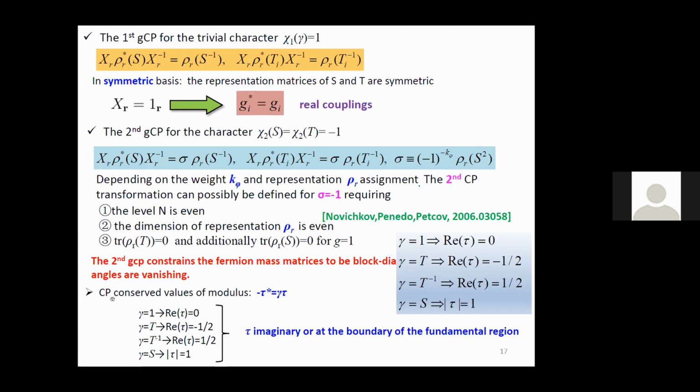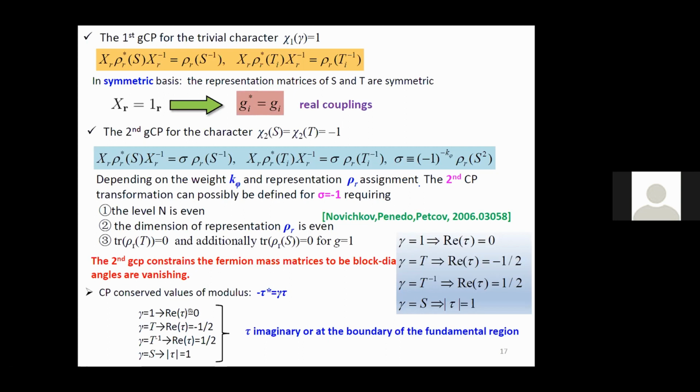Similarly, we extend the CP transformation to the modular transformation. So we want to consider some special value of tau that is invariant under the CP transformation. That is minus tau star equal to gamma tau. There are only 4 possible cases because we only need to consider the fundamental domain. So for gamma equal to 1, we get minus tau star equal to tau. So its real part is 0. So tau is purely imaginary.